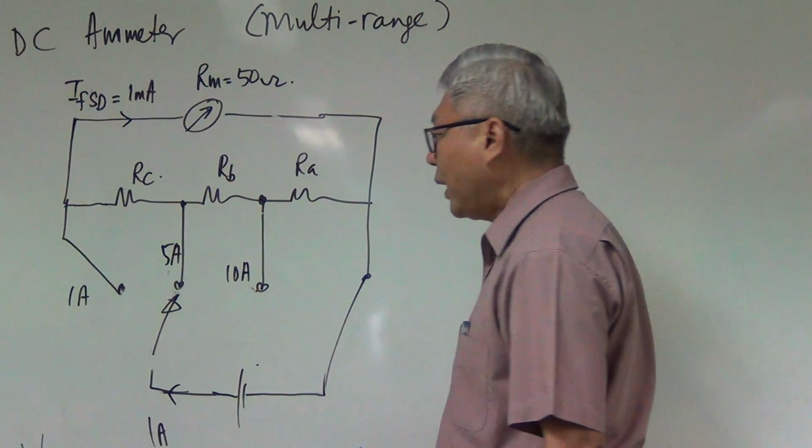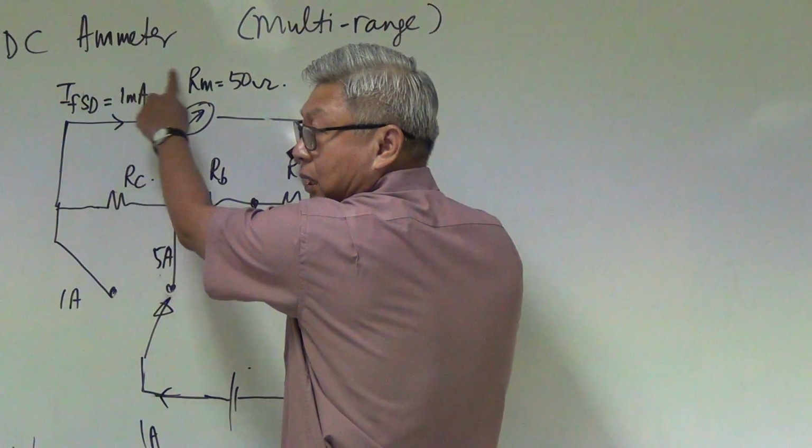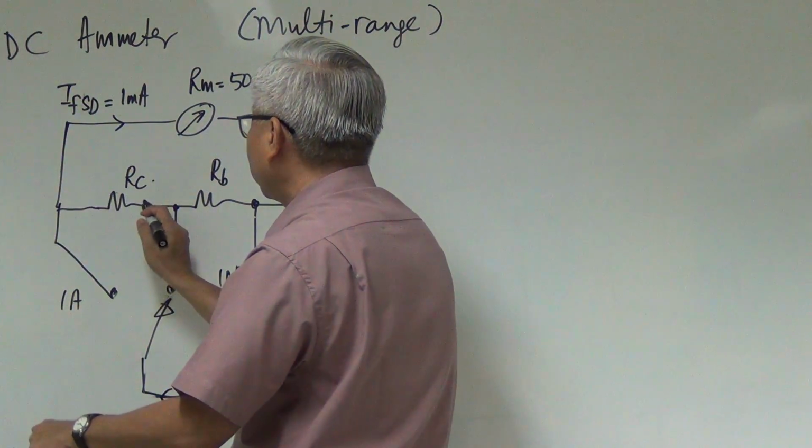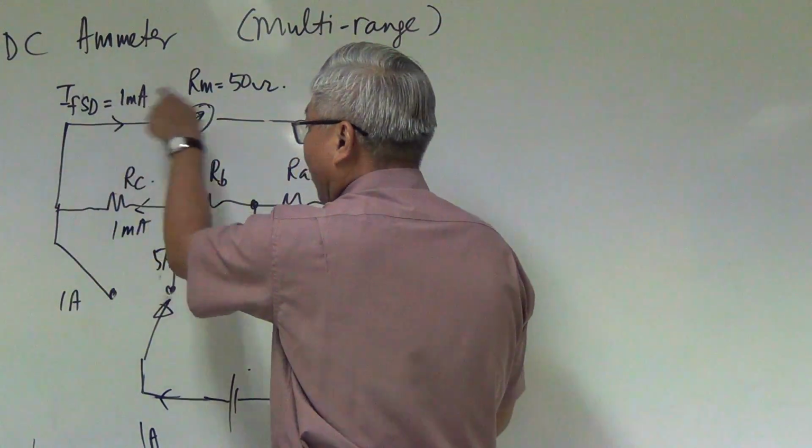Okay? When I change my dial to the 5 ampere range, the current splits here. So this current here would be your 1 milliamp, correct? Not because it has to go through here. So it's 1 milliamp.